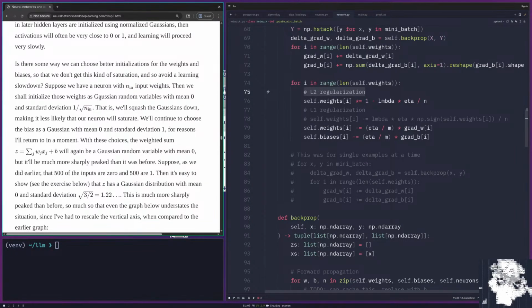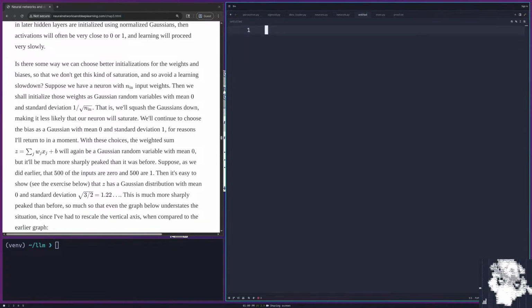The weights as Gaussian random variables with mean 0 and standard deviation 1 over square root of n. So let's just write this. Any particular w is going to have 1 over square root of, let's call it n. This is not the variance. This is the standard deviation.